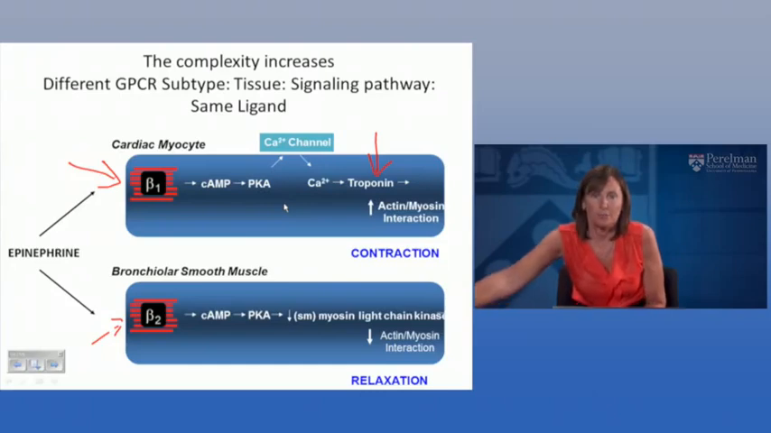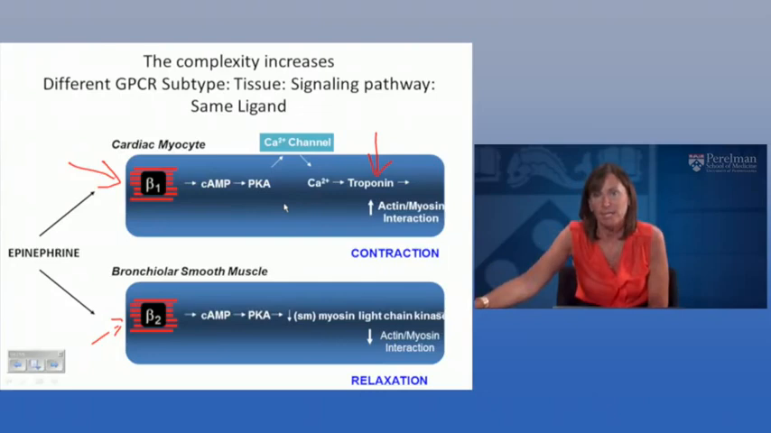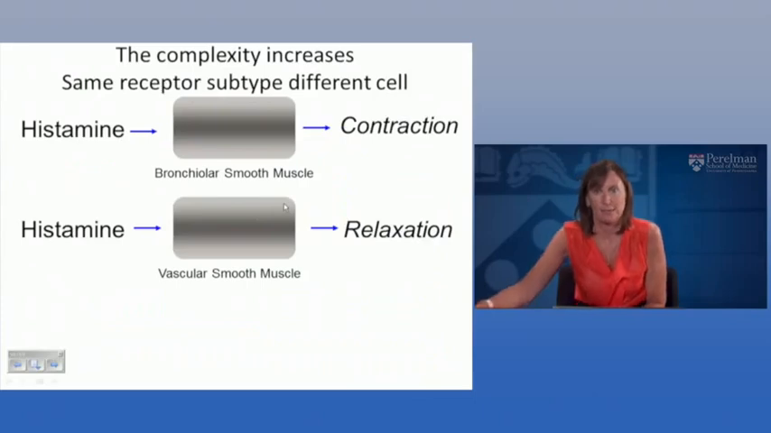So epinephrine in two different tissue types is bringing about diametrically opposed actions, even though the effector is the same and one of the second messenger signaling enzyme pathways is also the same. So complexity increases at every level of understanding of this particular pathway.